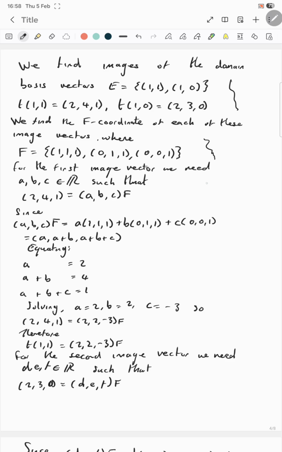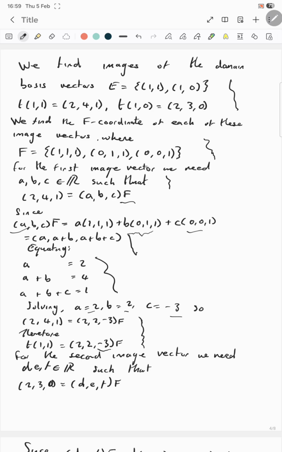For the first image vector, we need a, b, c contained within our reals such that (2, 4, 1) equals (a, b, c)_F. Now since (a, b, c)_F equals a(1, 1, 1), b(0, 1, 1), c(0, 0, 1). So again we're just putting these together, equating and solving for a equals 2, b equals 2, c equals -3. So therefore our transformation of T(1, 1) equals (2, 2, -3)_F.